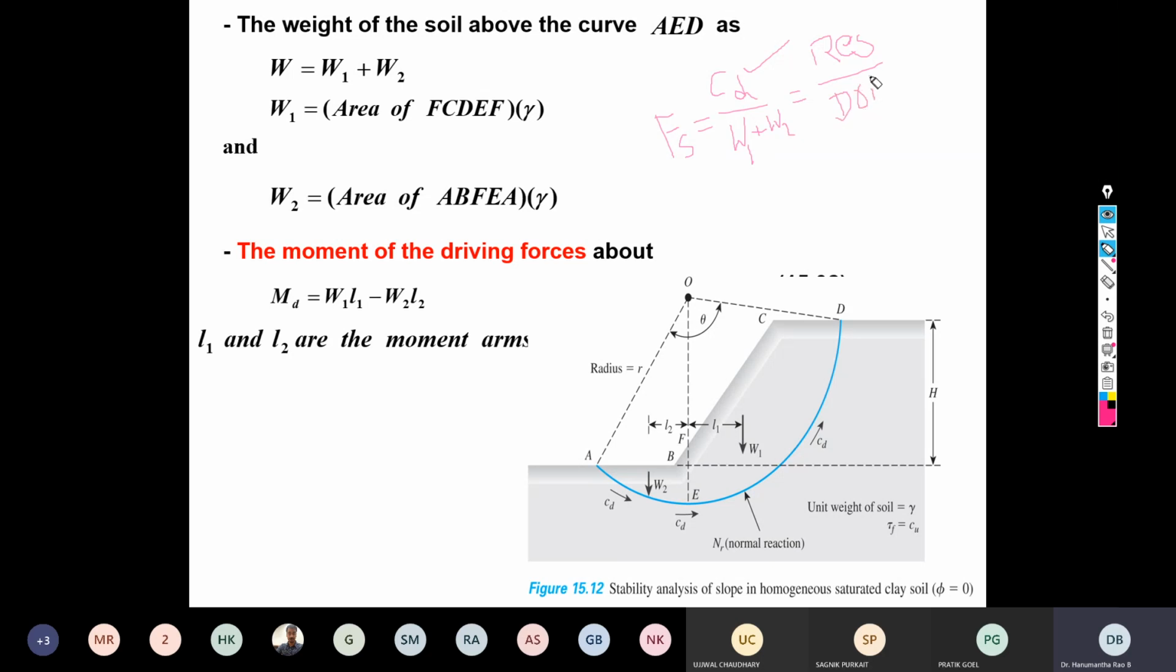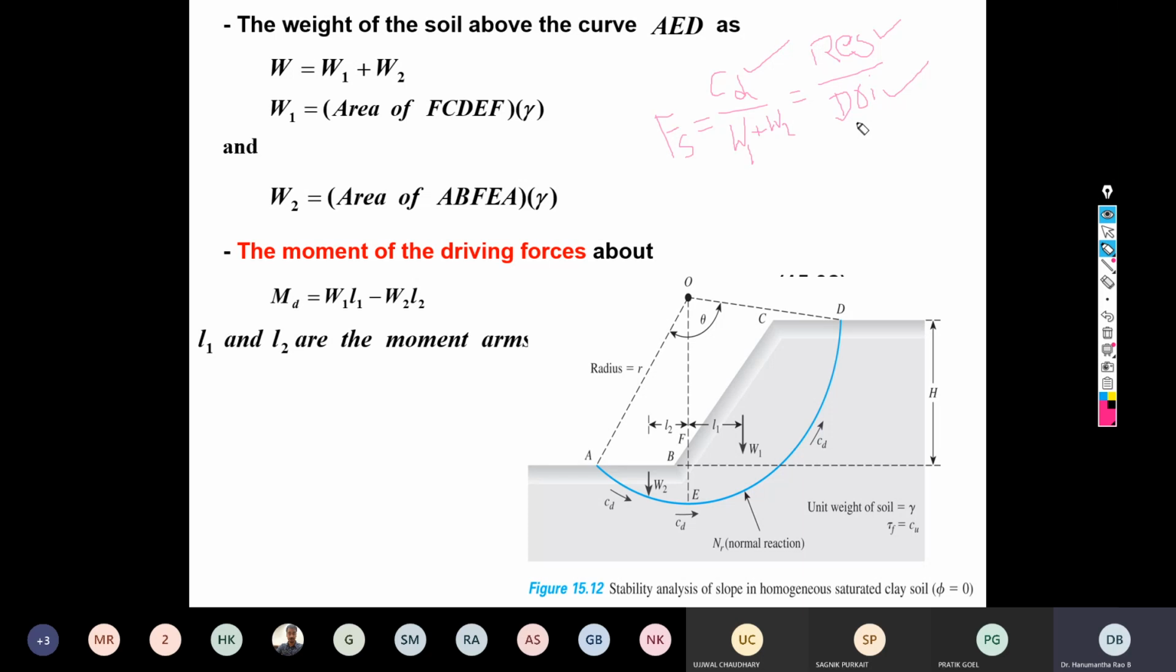Is this part clear? The resisting divided by the driving. When the resisting force is higher than the driving force, your slope is safe. If not, failure is imminent. So you need to determine the total resisting force or resisting moment, and the total driving force or driving moment. This is what you need to determine the factor of safety. Once you know this, substitute everything into the equation and simplify.